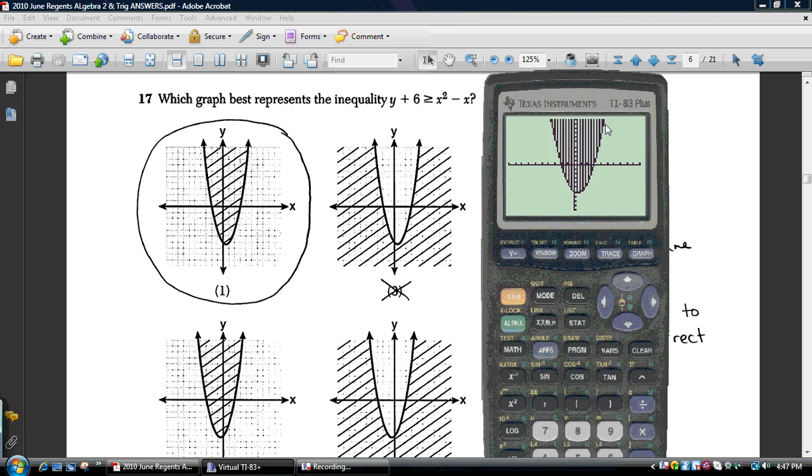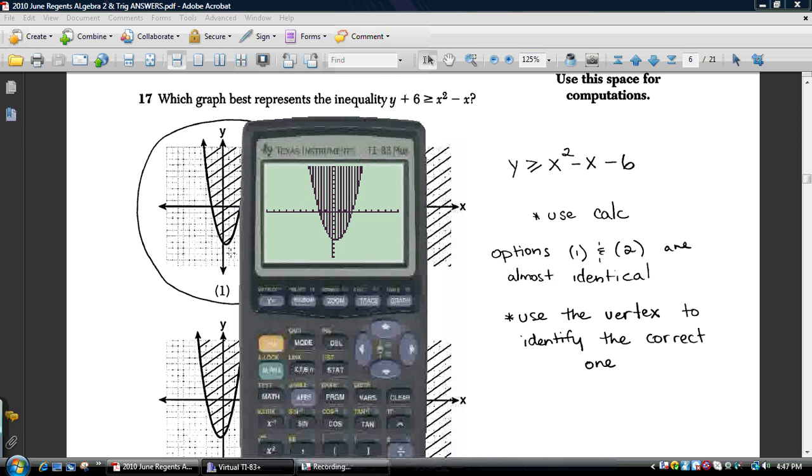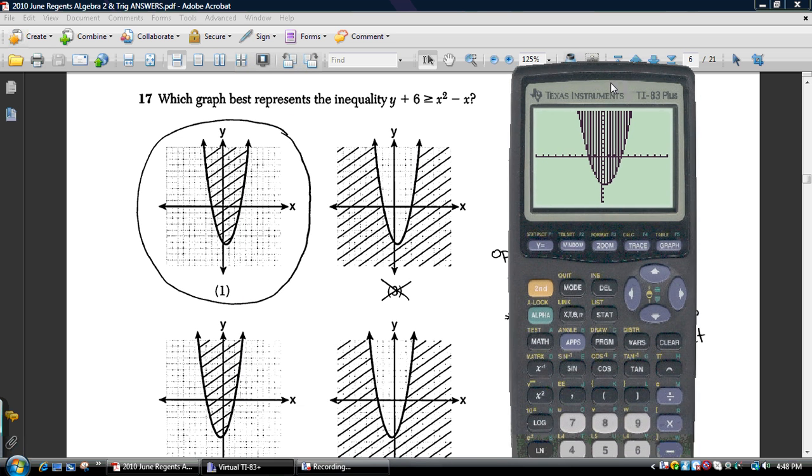Booyah. Take a look. Which one does it look most like? Yep, it looks like you, because your vertex is on this side and your vertex is on this side. This one is a real sneaky question. Its vertex is on the left side. It's very sneaky. So, it's choice 1.